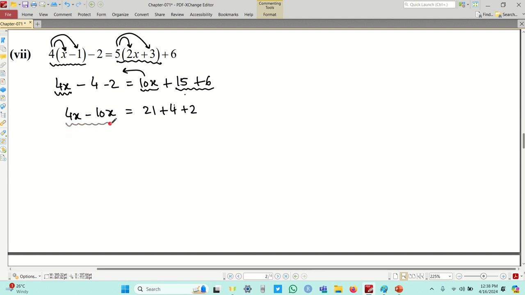Now what is 4x minus 10x? 4x minus 10x is minus 6x, equal to 21 plus 4, 25 plus 2, 27. Okay, so this is the output. Now how much is it? What is the number here? Minus 6. So we divide by minus 6 here: minus 6x upon minus 6 and 27 upon minus 6. Now minus 6 cancels. So what are we getting? Left side x, right side minus 27 divided by 6.